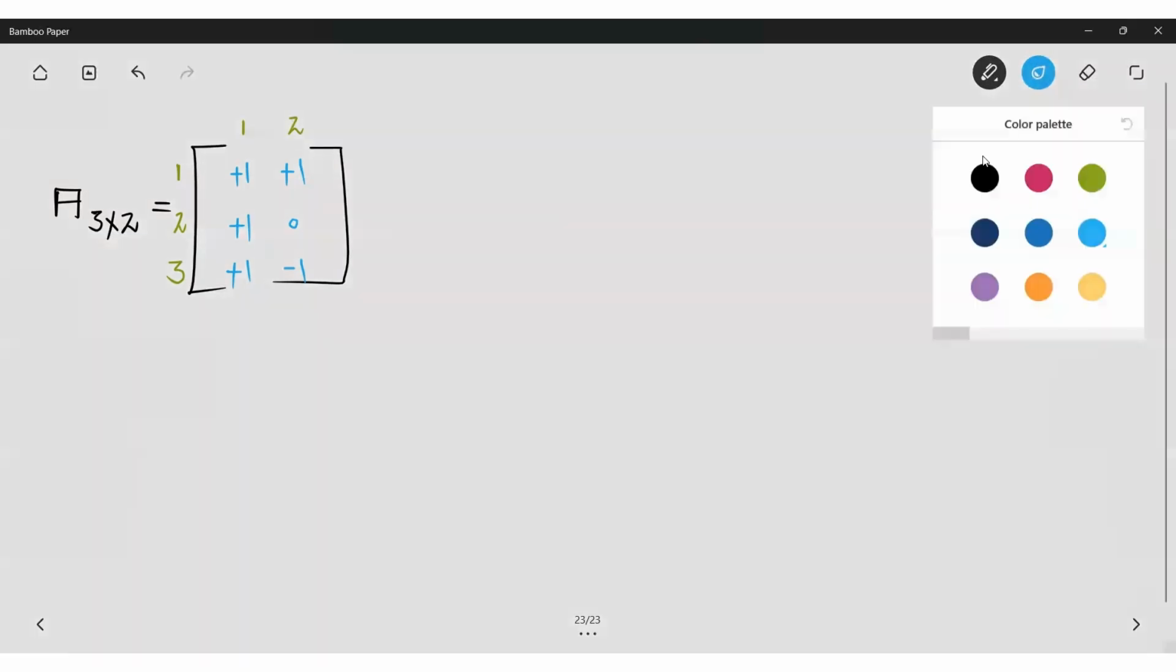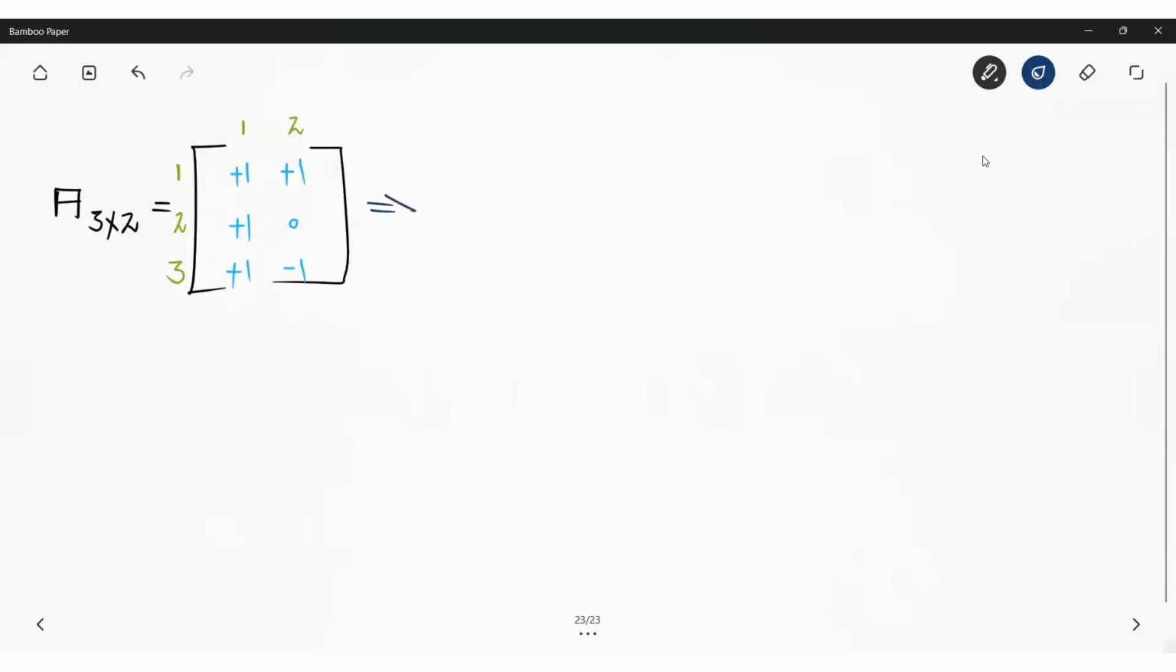Now, what we become interested in is this. Can we do this? Can I build this matrix, matrix A, which is 3 by 2, can it be formed in that way? Can I make a matrix Q times matrix R?